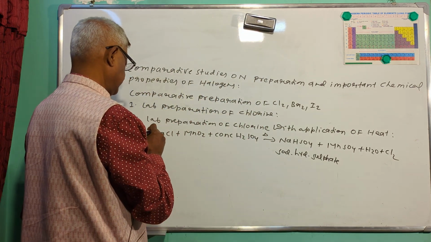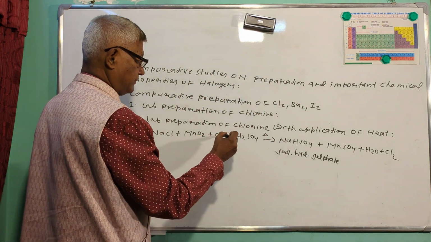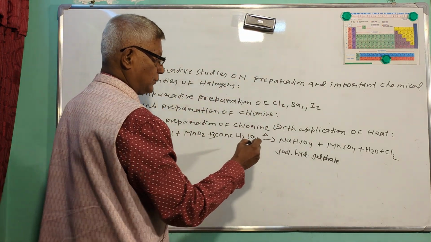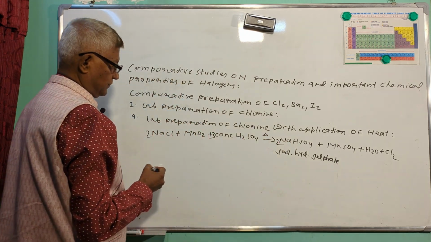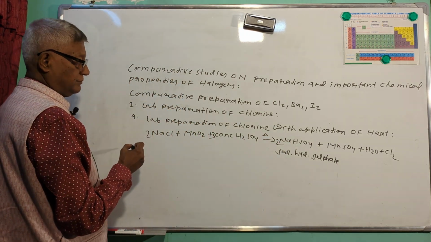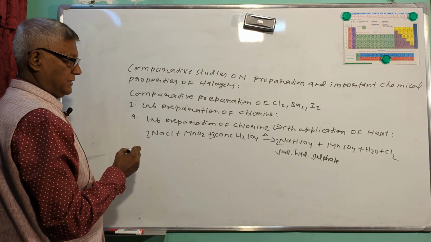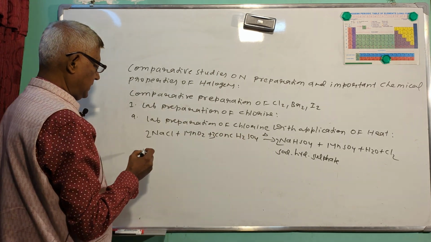So what we have? 2NaCl, 3H2SO4. Yes. So lab preparation of chlorine with application of heat. So that is the sign of the heat.